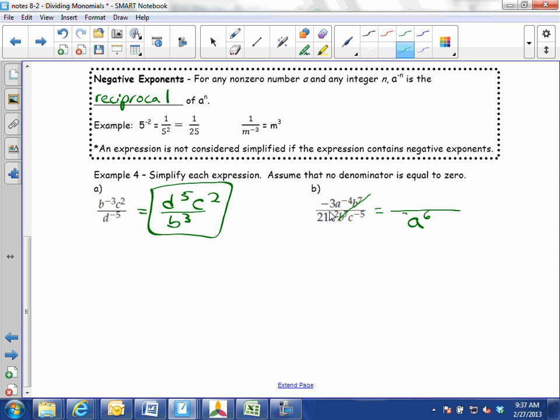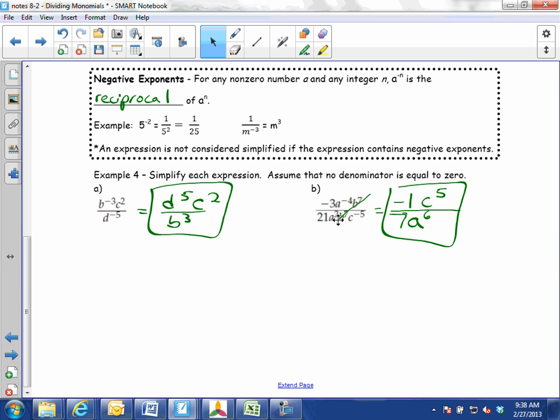Then you move to the negative 3 and 21. It's not a negative exponent, so just 3 and 21. Can I simplify the fraction? Yes, 1 over 7. Okay, how about this c? What do we do next? Move it to the top. So negative 1 c to the 5th over 7 a to the 6th.